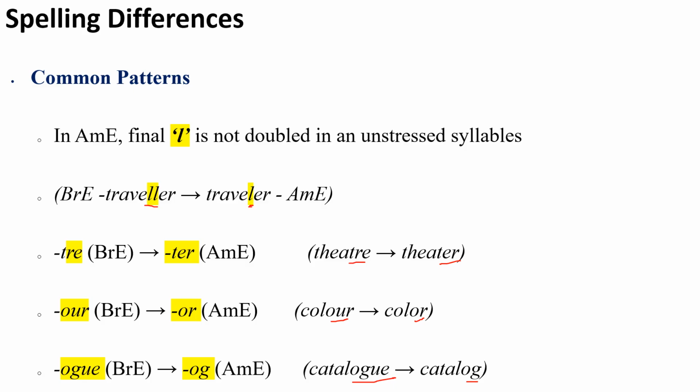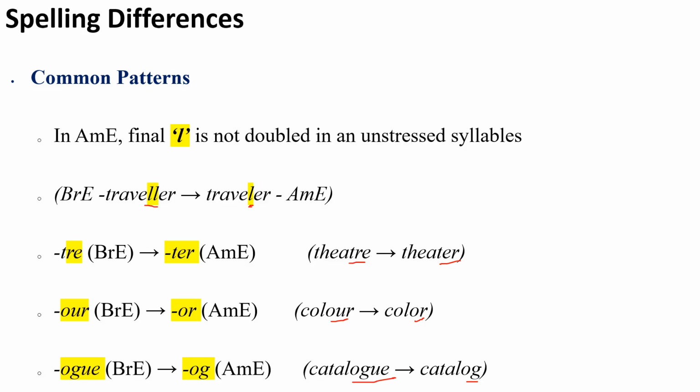So catalogue and catalog. Dialogue and dialog. Analogue and analog. These are some examples for this pattern: OGUE becomes OG in American English.